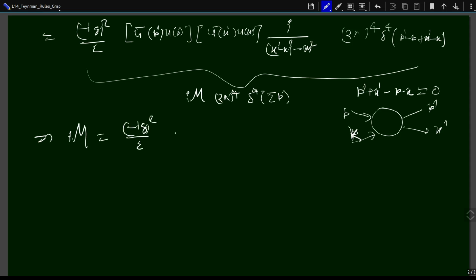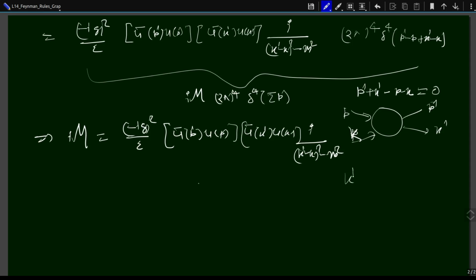I is still carrying out the 2, and u bar of p prime u of p, u bar of k prime u of k, times i divided by k prime minus k whole square minus m square. I could have written p prime minus p whole square. Where I can just say exactly this, k prime minus k is equal to q, is the convention over here. So if I just use this relation over here, it just gives me k prime minus k is equal to p minus p prime.